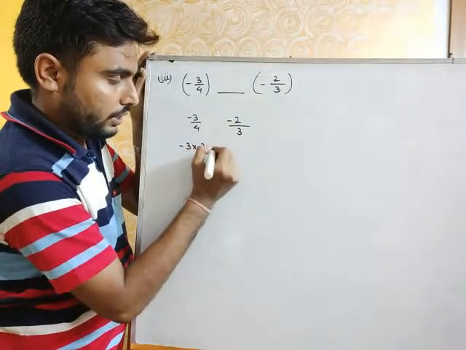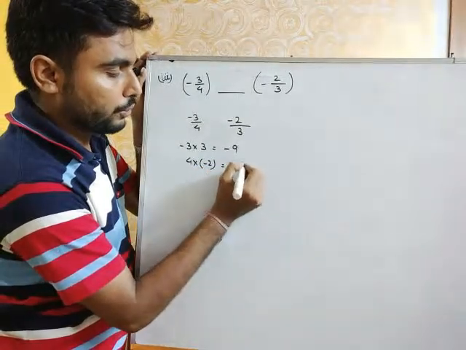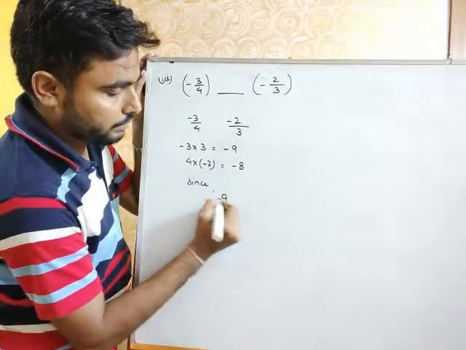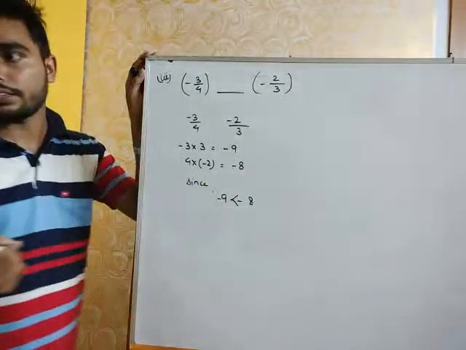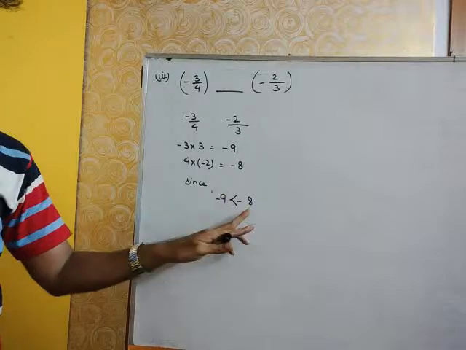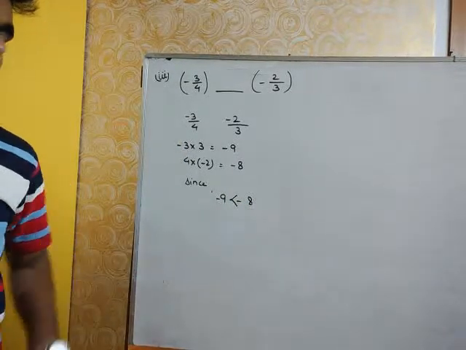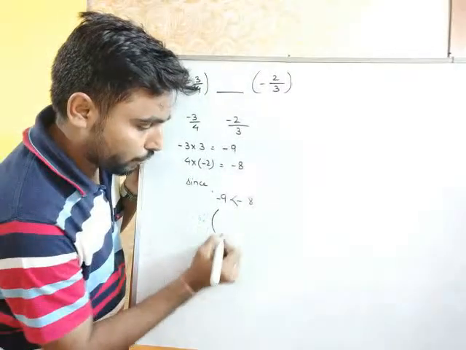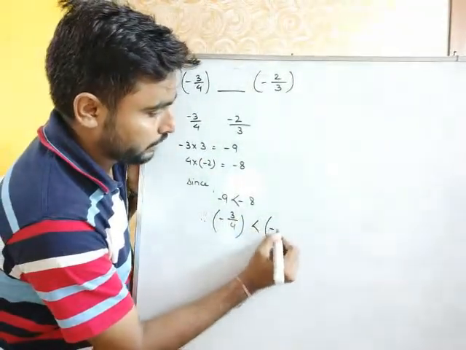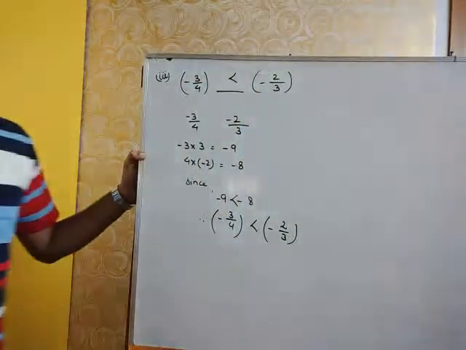So minus 3 into 3 is 9, and 4 into minus 2 is 8, with the minus sign. So I can say, since minus 9 is smaller than minus 8, a negative number with a larger value is smaller. So minus 8 is greater and minus 9 is smaller. Therefore, minus of 3 by 4 is less than minus of 2 by 3. Okay.